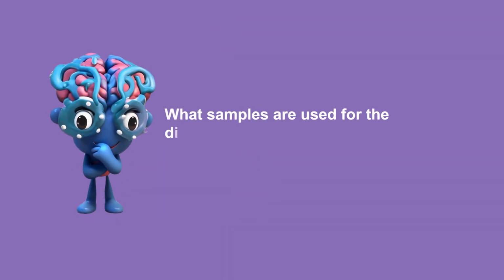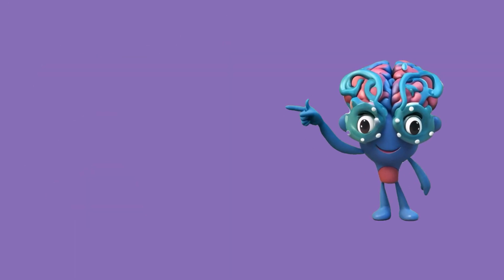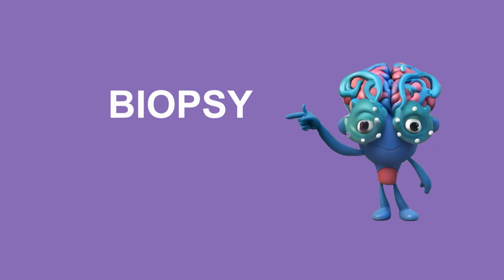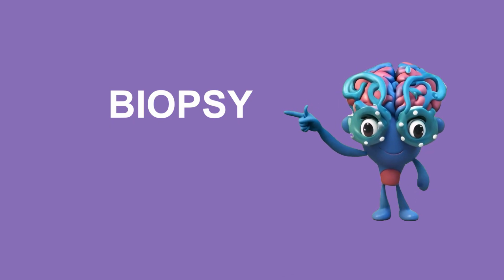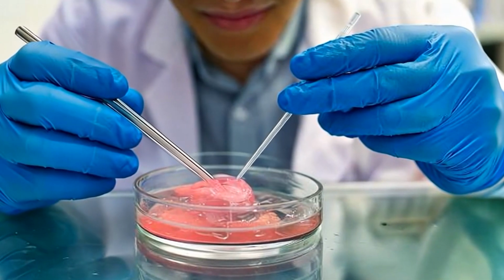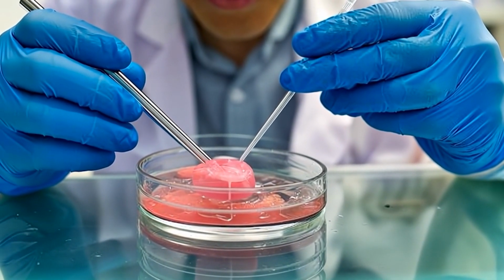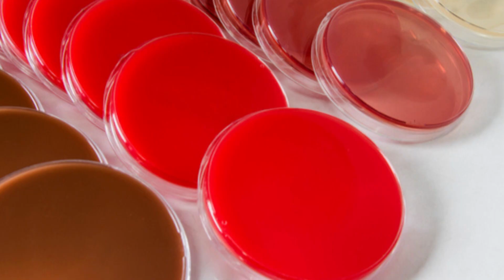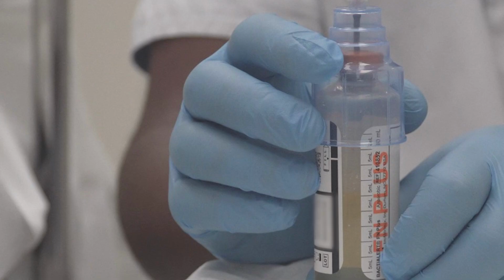What samples are used for the diagnosis of diabetic foot infections? The preferred sample is biopsy because it guarantees that microorganisms are recovered from the deep tissue, and remember that this infection can also compromise bone. Samples should be sent in a proper container, preserving moisture, and should be macerated before culture. Appropriate media including blood agar, chocolate agar, MacConkey agar, and liquid media may be used. Anaerobic culture is not usually performed unless it's specifically required by clinicians.